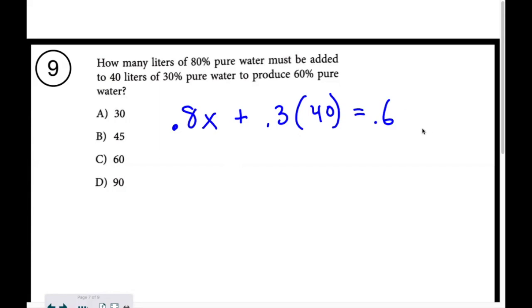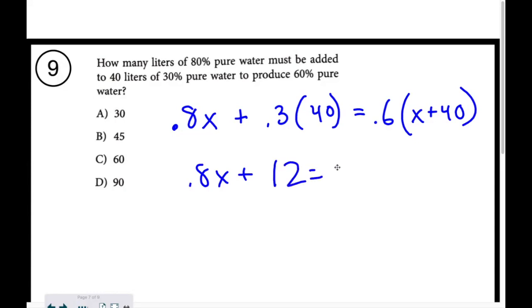Well, if I call it a different something and it's not the same thing, then I'm going to have another variable. But what happens is the total amount that I have, if I have X liters here and 40 liters here, then I will have a total of X plus 40. And that's the equation that we're going to use to solve this. So 0.8x plus 0.3 times 40 is 12. And then if I distribute here, I get 0.6x plus 24.